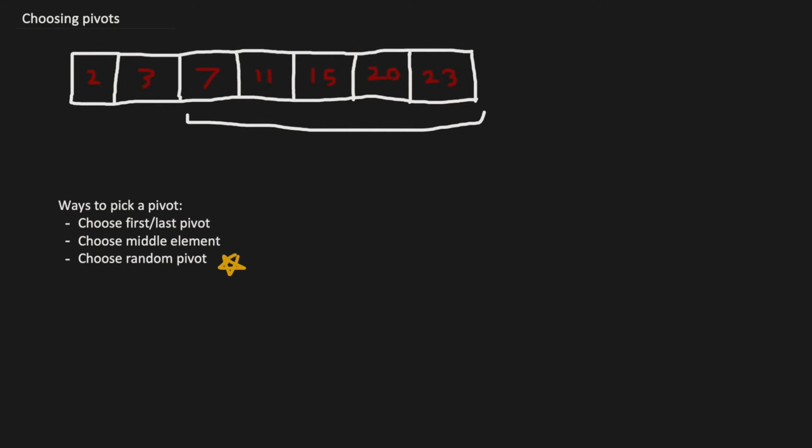And there are some ways to counteract this. Instead of choosing the first or last element to be the pivot, you could choose the middle element, but sometimes that also has some flaws. So the best way is to choose a random pivot. And this makes it very likely that the pivot you choose will be somewhere in the middle, one of the middle values in the array.